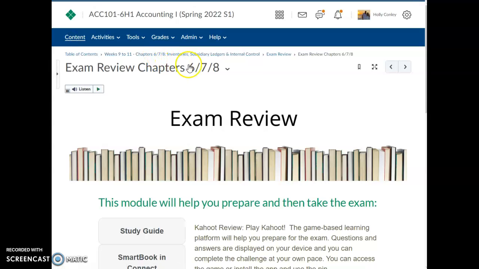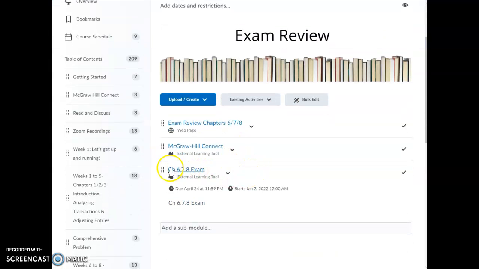When it's time for the exam, we're going to go into Connect, or there's a link directly here for the chapter 6, 7, and 8 exam. Again, you have 2 hours. There are no check my works, and you are permitted to use your book and your notes for your exam. So make sure you take advantage of that and prepare well.